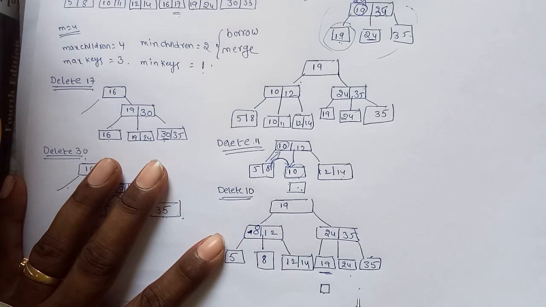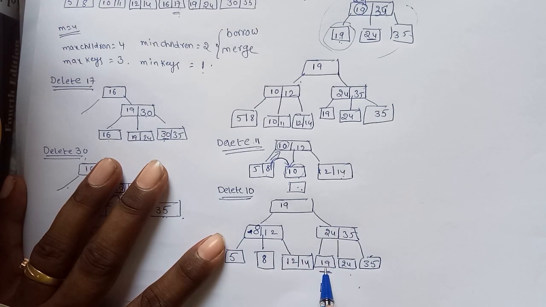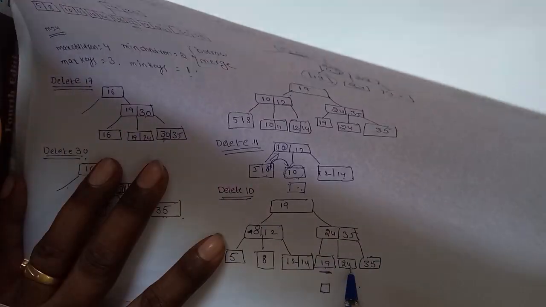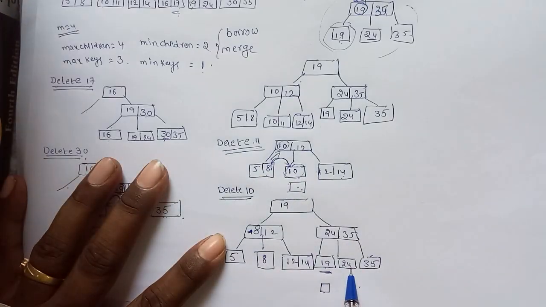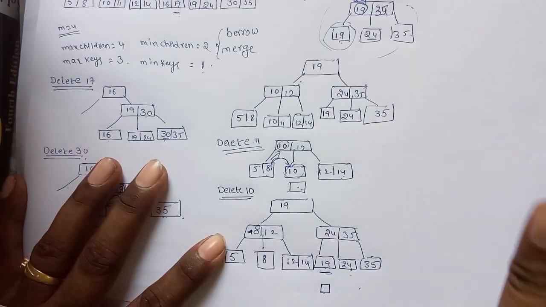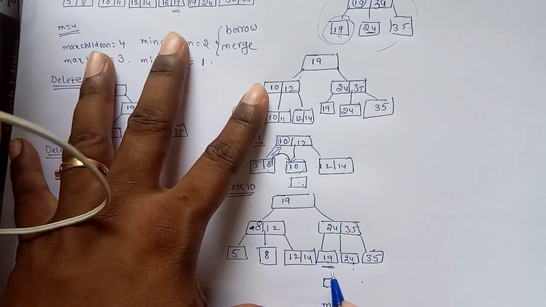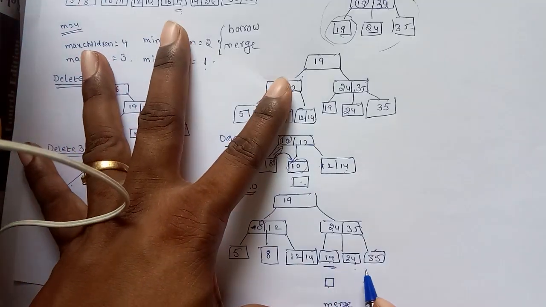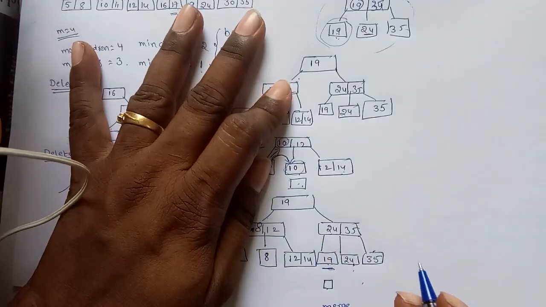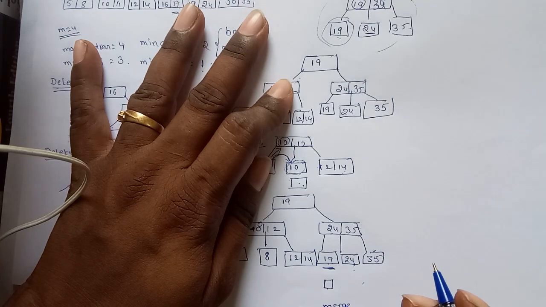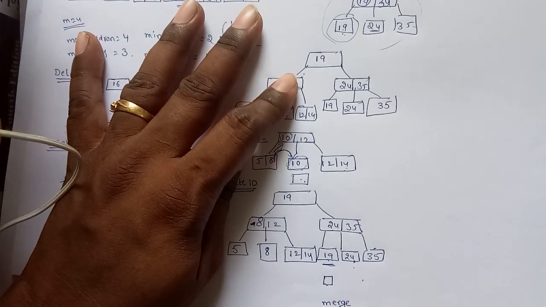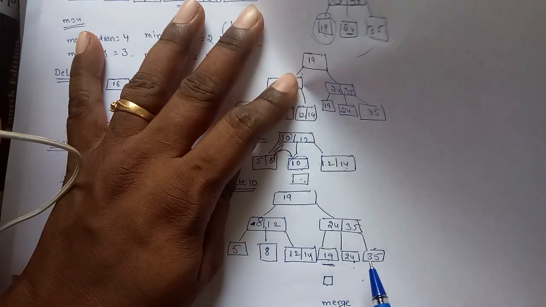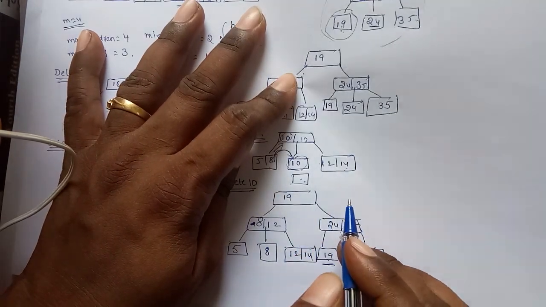Remember, note down the point. A very important point is, if you are performing a merge operation between the nodes, then the index value between the nodes is deleted. If you are performing a merge operation between the nodes, the index value is removed. That means I am merging this one. At the same time, what to do?